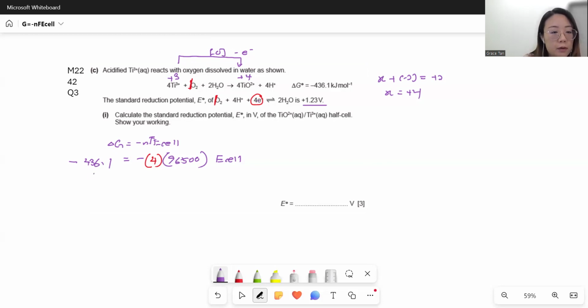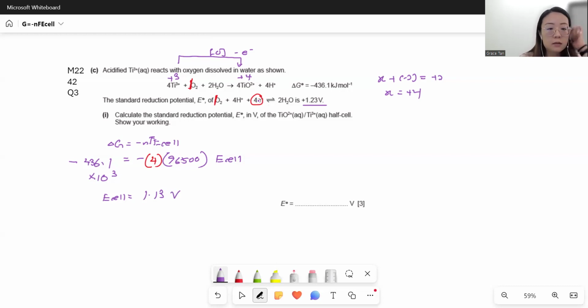Now remember, you want to work backwards, so you need to multiply your number by 1,000. Now if you take the calculator, you should be able to calculate your E cell value. Let me calculate 436.1 times 1,000 divided by 96500. You will get 1.13. I round it to 1.13 volts. This is E cell.